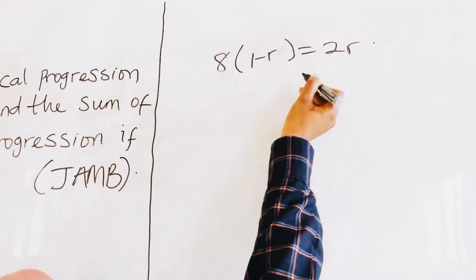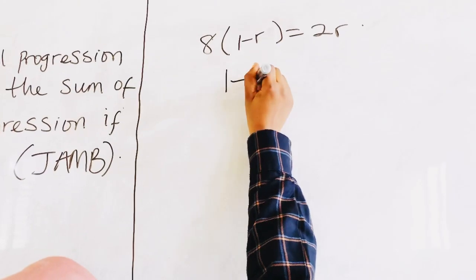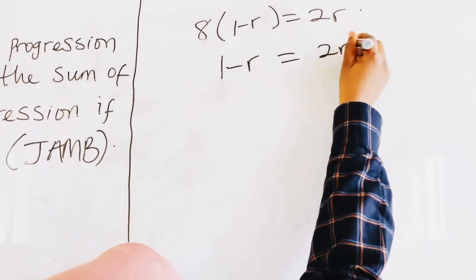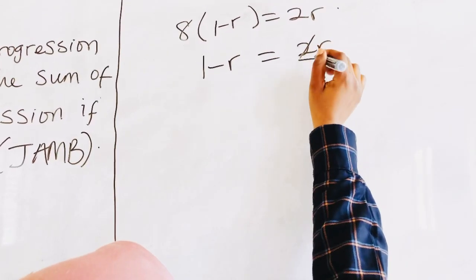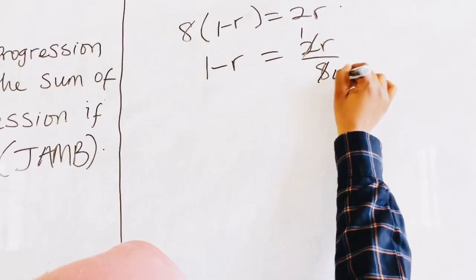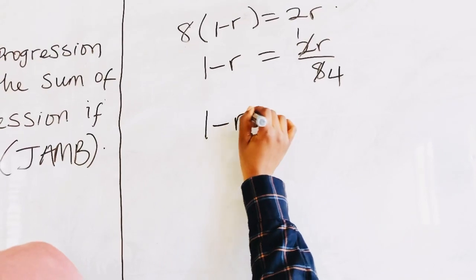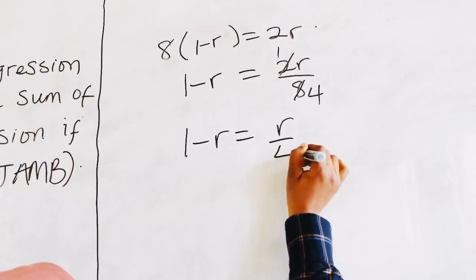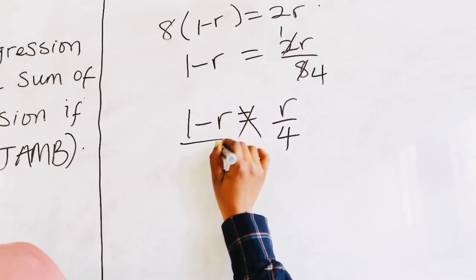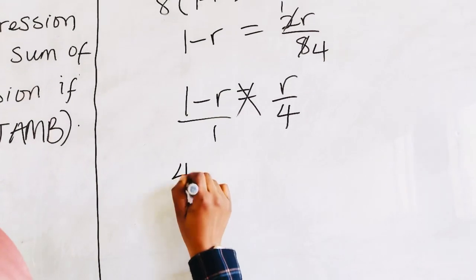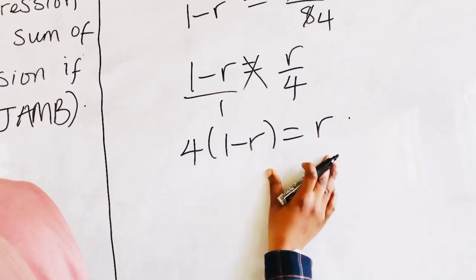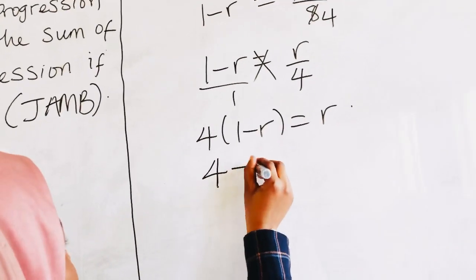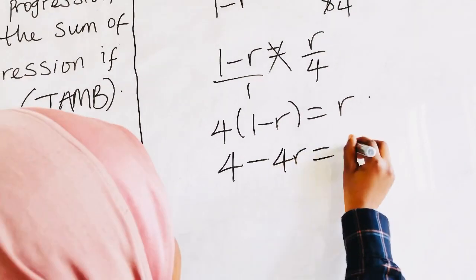So, we can divide both sides by 8. 1 minus r is equal to 2r over 8. Here we have 2 cancel 2, 1, 2 here, 4. So 1 minus r is equal to r over 4. We can still cross multiply. So 4 multiplied by 1 minus r is equal to r. Let's expand. We have 4 minus 4r is equal to r.